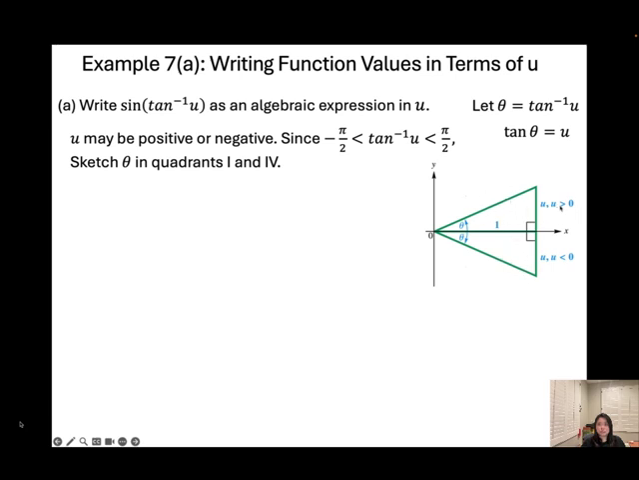And then when u is greater than 0, theta will be in quadrant 1. When u is less than 0, theta will be in quadrant 4. Okay, now let's try to find the hypotenuse. And then both of the hypotenuses should be positive. So r equal to square root of 1 plus u squared.